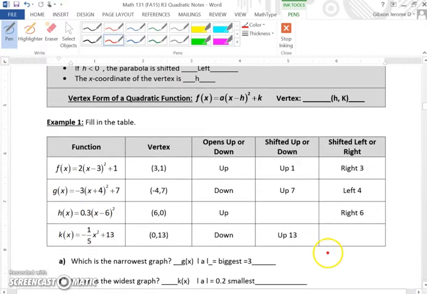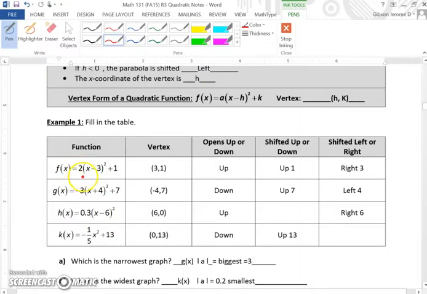Okay, now we come down here to this table. I took the liberty of filling out the table as well. Now, what we have here, we have all of these set up in the form of f of x equals a times x minus h squared plus k. But actually, this k of x is not set up in that form, but we will get to that.